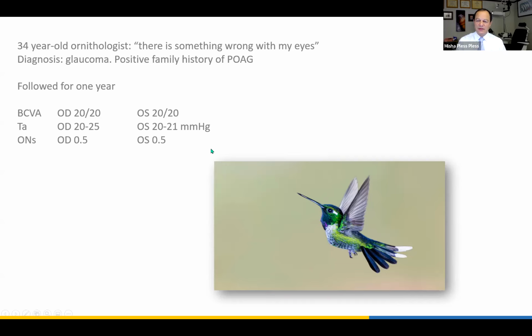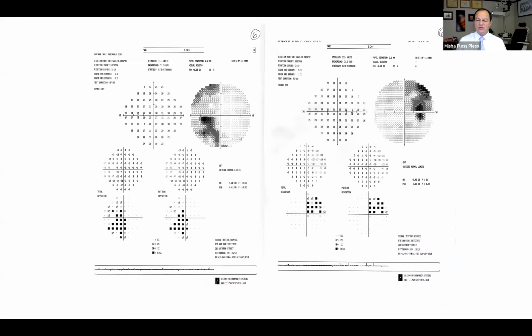Is followed for 1 year. Visual acuities are very nice, normal. Intraocular pressures are high normal or slightly elevated, 21 millimeters of mercury being the highest level of normal. And the cup to disc ratio is 0.5, so no big cup to disc ratio enlargement. You see here the visual field defects. In the right eye, the visual field defect respects the vertical meridian very, very accurately. In the left eye, it spills over.